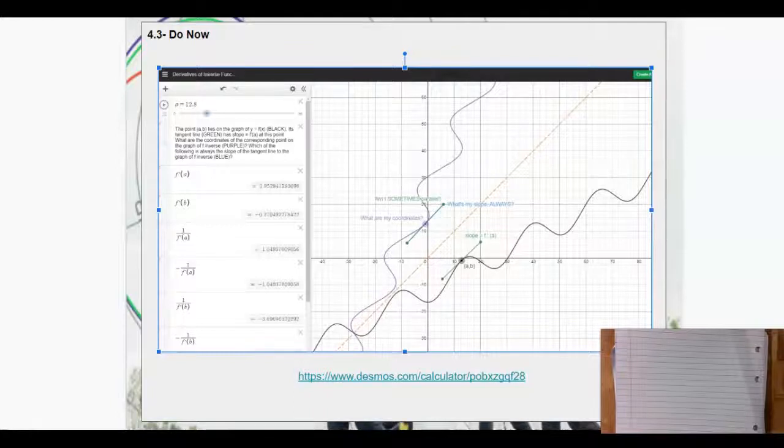Okay, so lesson 4.3, and today we're looking at differentiating inverse trig functions. We're going to warm up with another Desmos activity. If you haven't done so already, follow the link and try and answer the question in the top left.